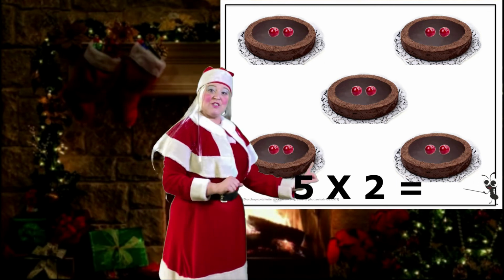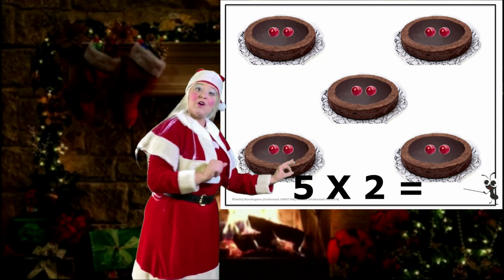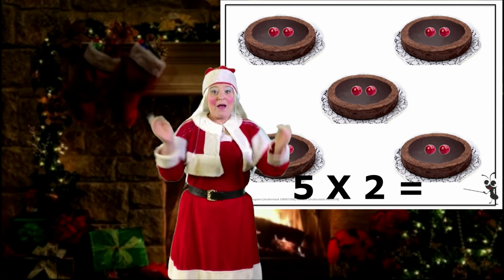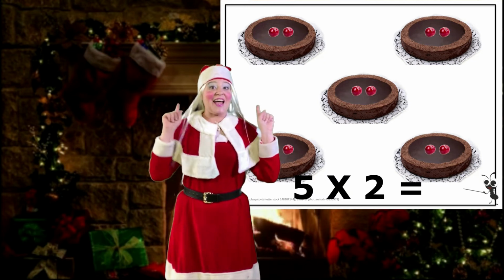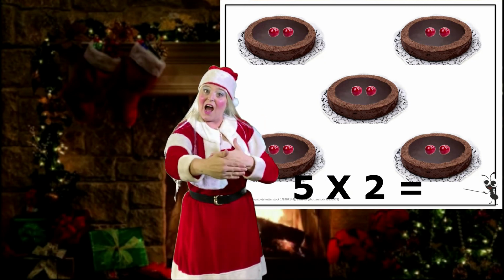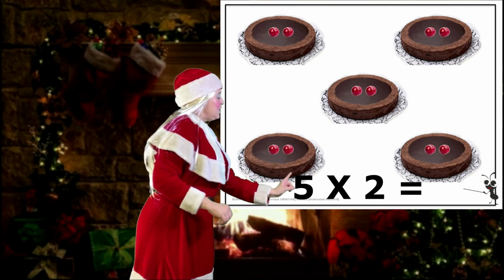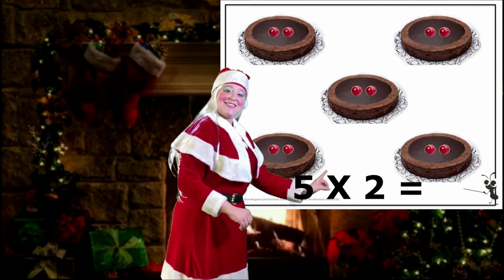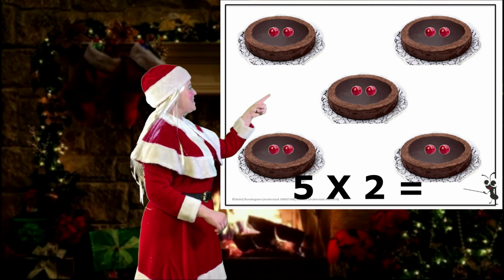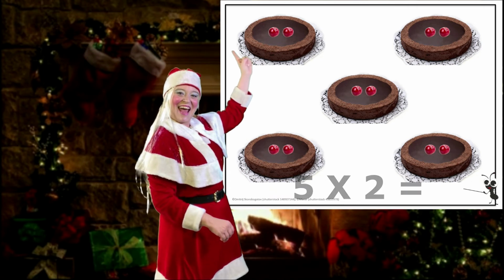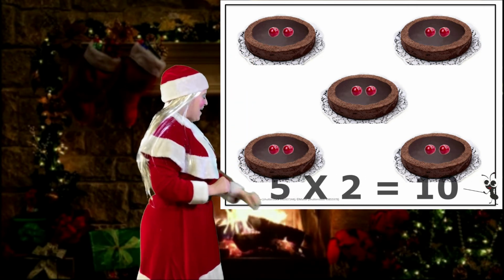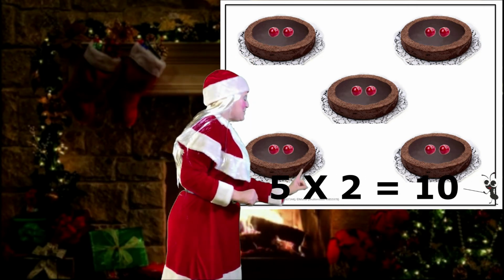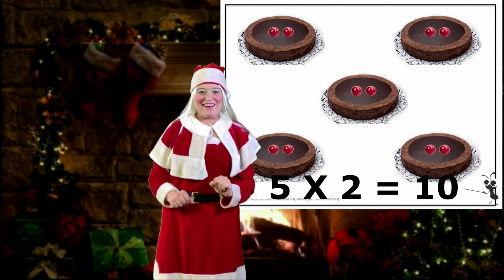5 times 2. 5 groups of 2. Remember, the multiplication sign means groups of. 5 groups of 2 is 2, 4, 6, 8, 10. That's right. 5 times 2 equals 10.